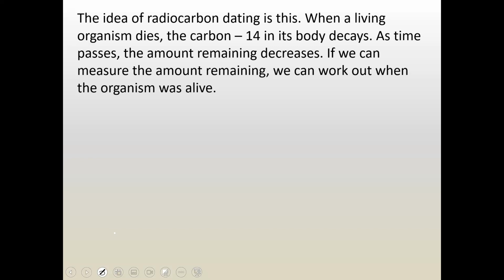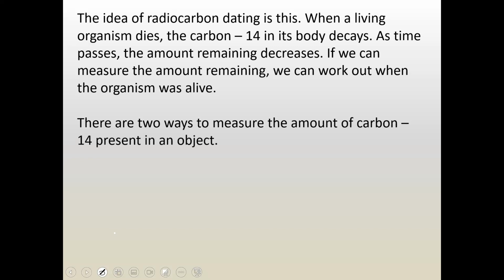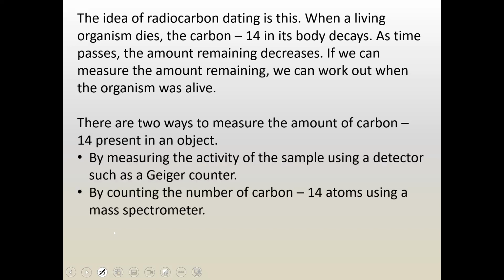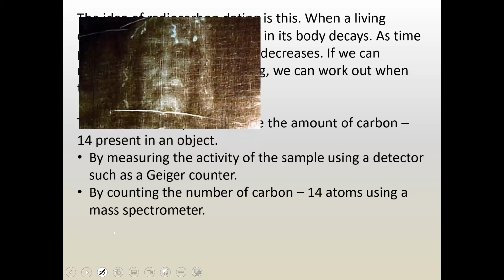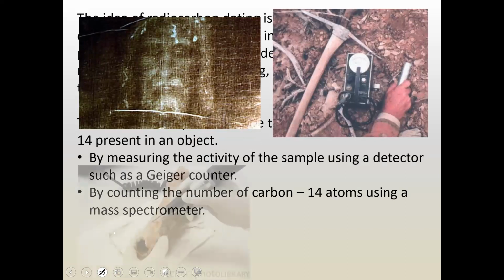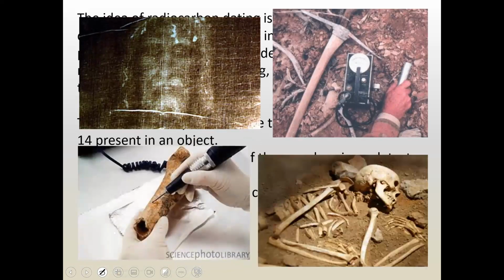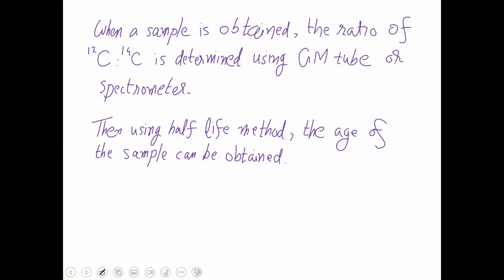Now, what happens when an old skeleton or an old piece of bone is discovered? We use a Geiger counter or a spectrometer. For example, a mummy is found, some bones are found, or some skeleton is found. We can analyze them. So when a sample is obtained, the ratio of carbon 12 to 14 is determined using a GM counter, and then using the half-life method, the age of the sample can be obtained. You have to copy this procedure.